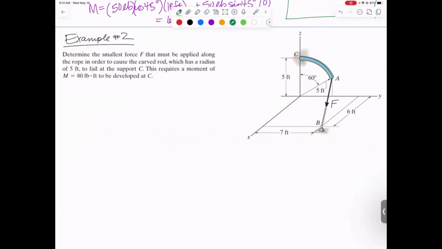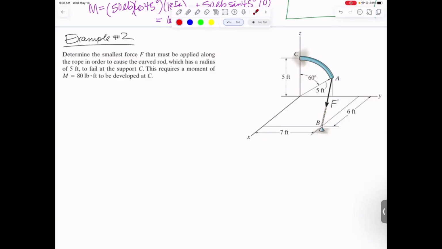Let's jump right into a 3D one, because 3D is just so much harder with moments. This is a problem you can see in the picture. There's some kind of a rod, curved from C to A. At point A, it has a force applied to the end, which goes along a rope that goes from A to B. And unlike other problems, we're not actually given F. We have to solve for F. And we're finding the F that would actually cause this curved rod to break right here at point C.